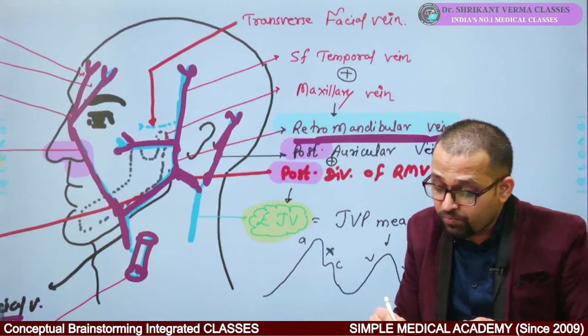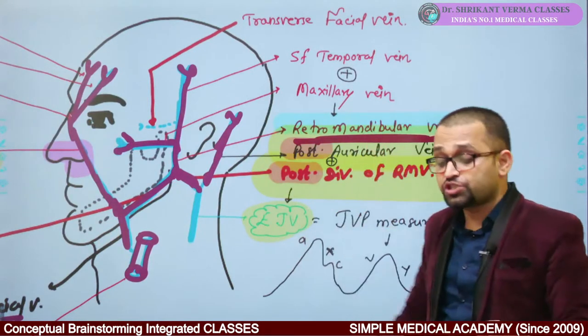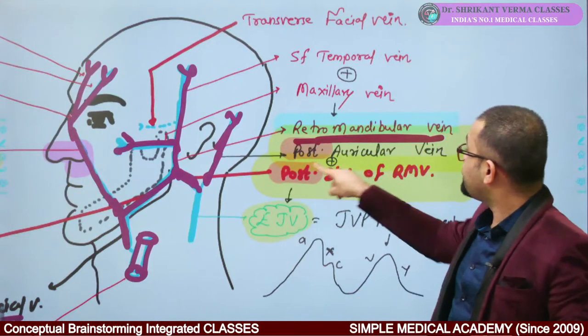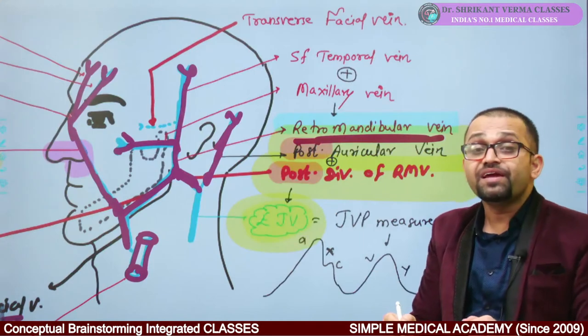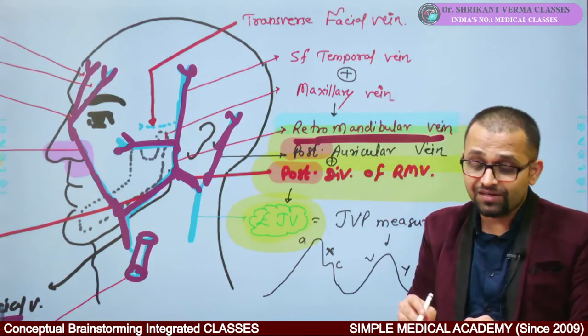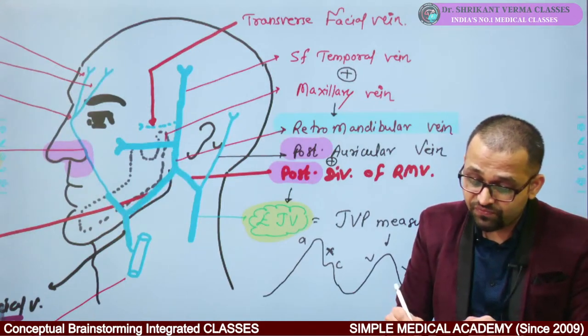This is important. Posterior auricular vein plus posterior division. Posterior, posterior, do posterior aapko yaad rakhne hain. Posterior auricular vein plus posterior division of the retromandibular vein. Both are uniting and making the external jugular vein. Yes, sir. This external jugular vein is very important.